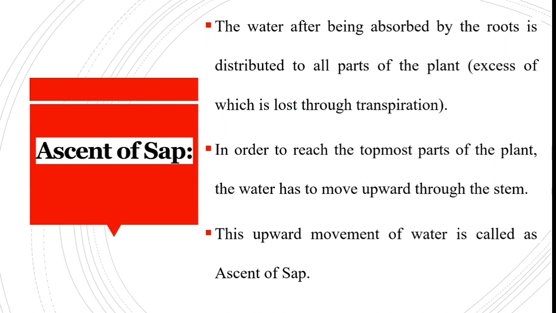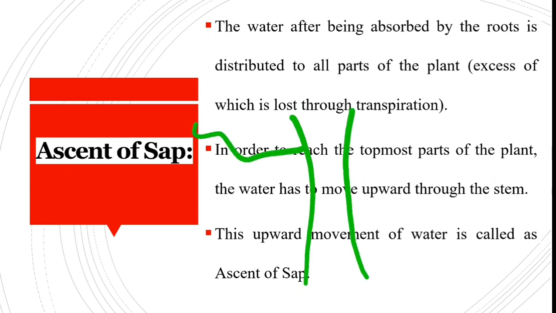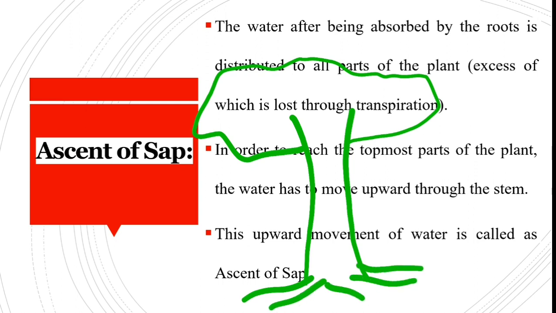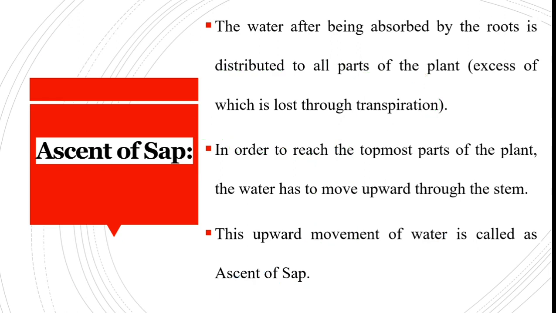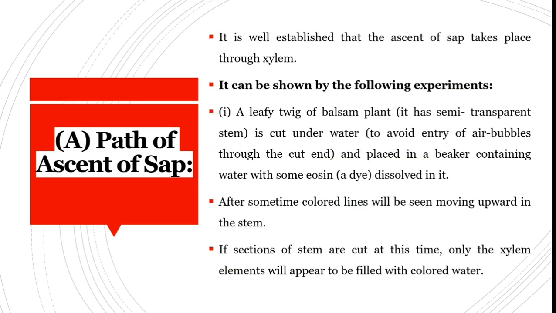So suppose it is a plant. Here are the roots, and the water moved into the root, and then the movement of water takes place to the top of the plant. That movement of water from root to the top of the plant is known as the ascent of sap. Okay, so it is well established that ascent of sap takes place through xylem.